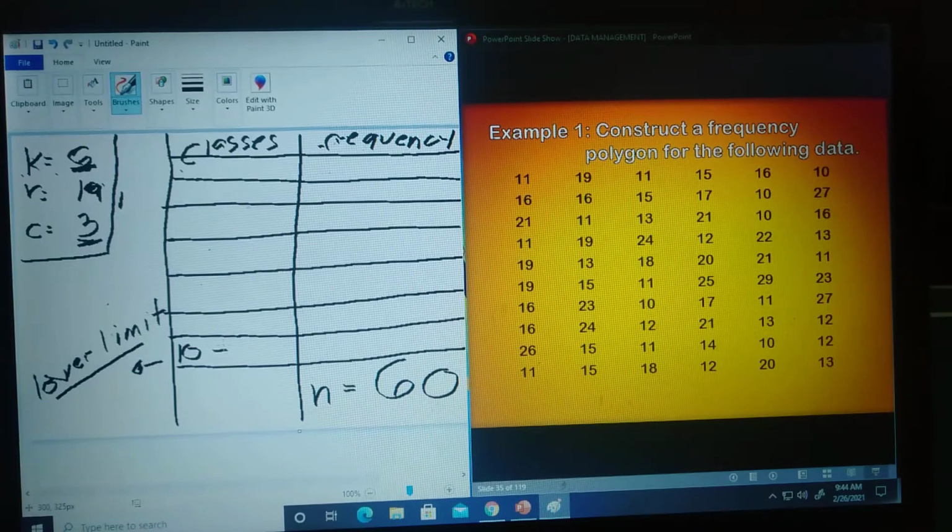Tatlo ang class size. Yung bilang sa klase natin is tatlo lang. So, start tayo ng 10, 11, 12. So, 10 to 12, that's 3. And then, next na is 13. Mag-start na ng 13. 13, 14, 15. And then, ganun lang. 16, 17, 18, 19, 20, 21, next.